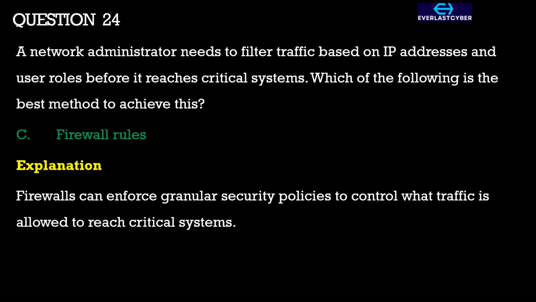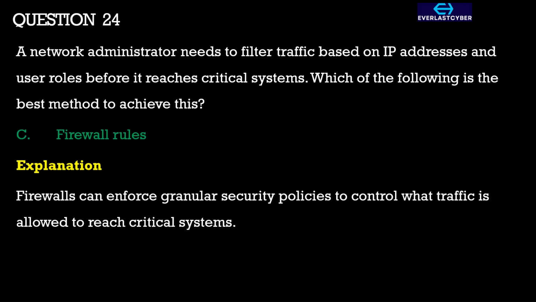Firewall rules are designed to filter network traffic based on multiple criteria, which includes IP addresses, ports and protocols, and user roles. Firewalls can enforce granular security policies to control what traffic is allowed to reach critical systems. So that's why we're going with this. For the other options, access lists are used on routers or switches to filter traffic based on IP addresses, but it doesn't handle user roles. Screened subnets are network segments with additional security layers, but it is a network design concept rather than a specific filtering method. Ports and protocols is just one aspect of filtering by itself. It, however, does not control user roles or IP addresses comprehensively.